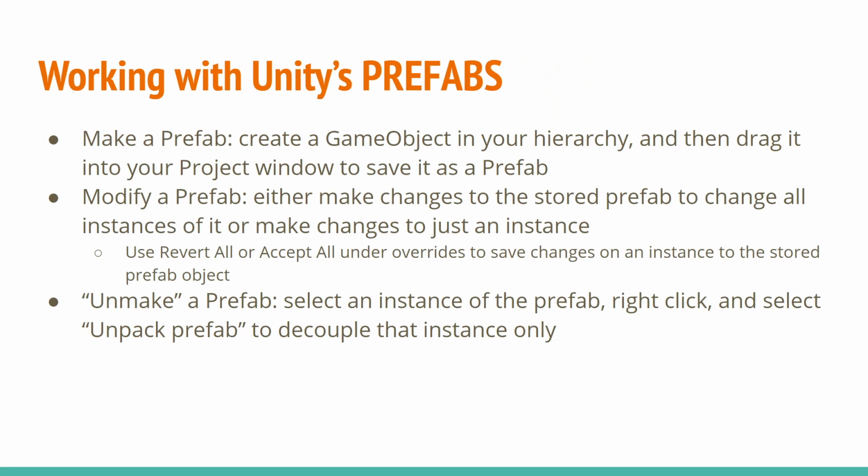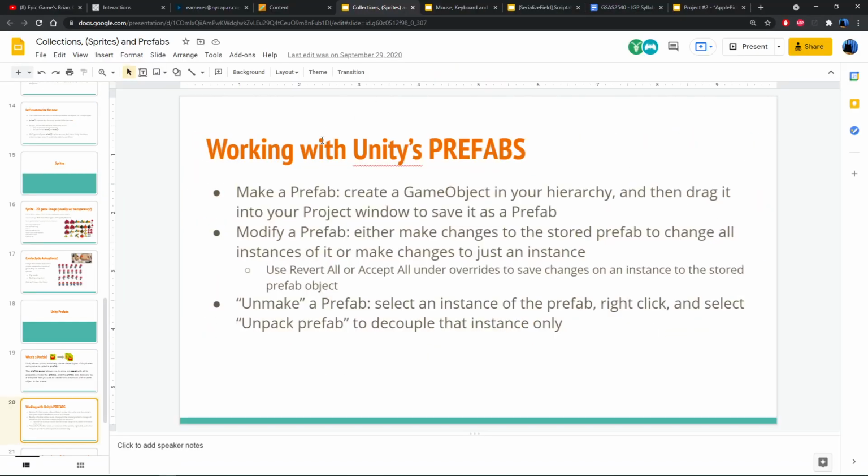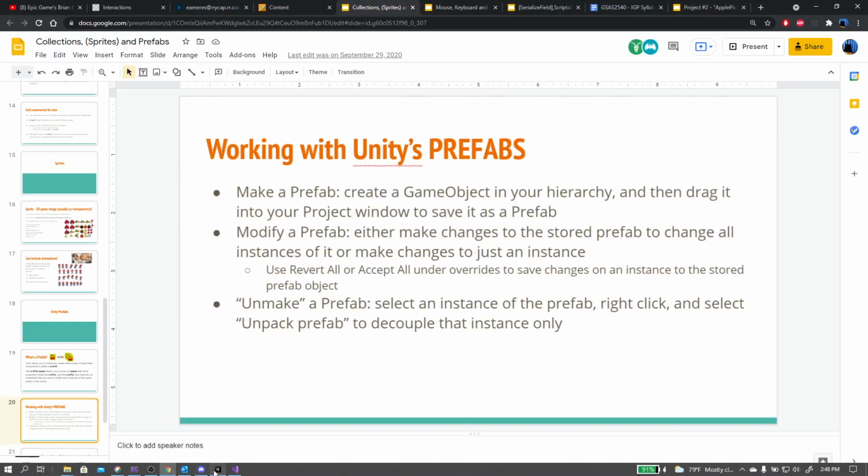Working with prefabs is pretty straightforward. To make a prefab, you just create a game object in your hierarchy, like we've created our game object so far. And then you just drag it into the project window, or the asset window. Boom, it becomes a prefab. So let's try that arduous task here.